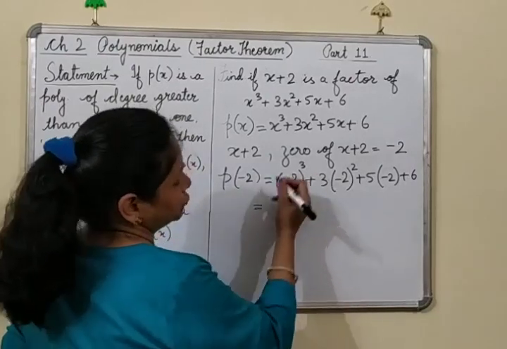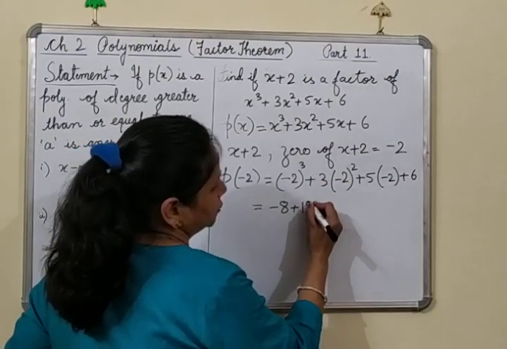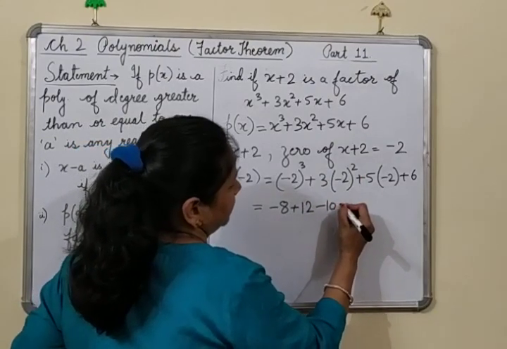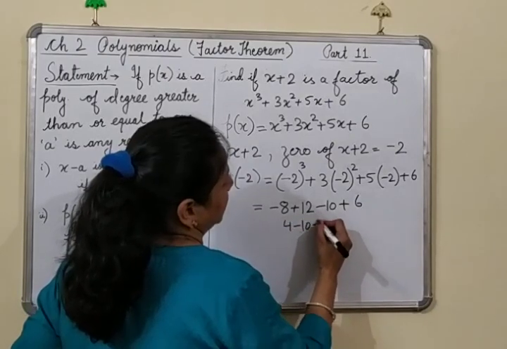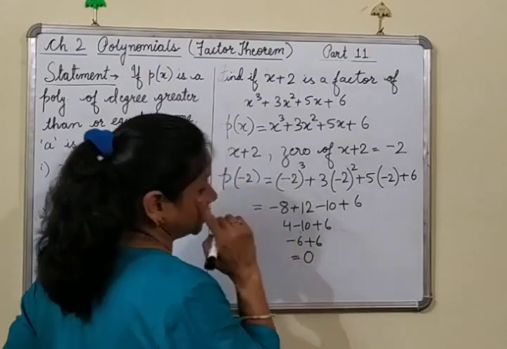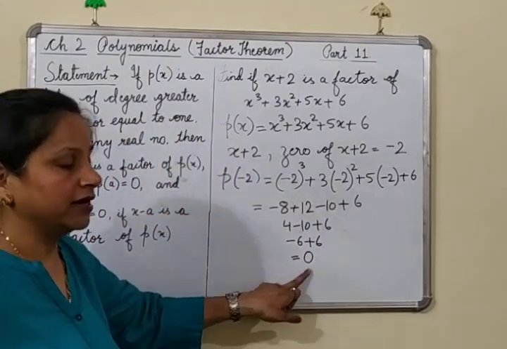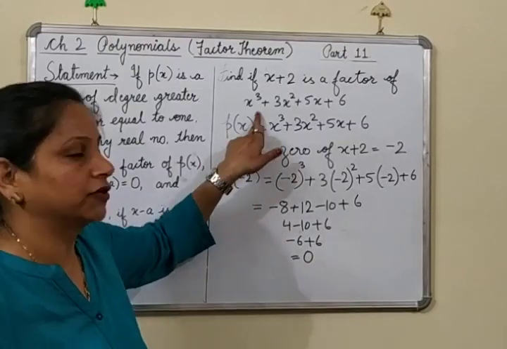Solve it now. Minus 2 to the power 3 will be minus 8 plus 3 into 4, which is 12, minus 10 plus 6. This will be what? 4 minus 10 plus 6. Minus 6 plus 6. What is the answer? 0. Now since the remainder is 0, we can say that x plus 2 is a factor of this polynomial.